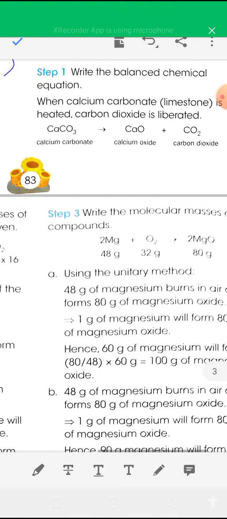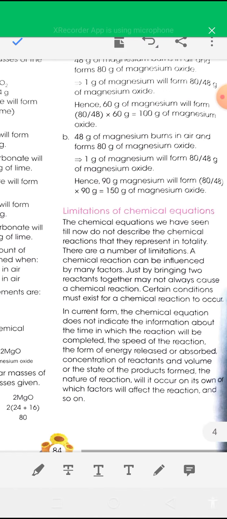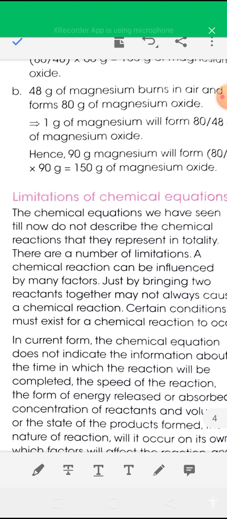Some solved examples are given here. You have to practice balancing chemical reactions with all these solved examples, and I will discuss them again in the live class.